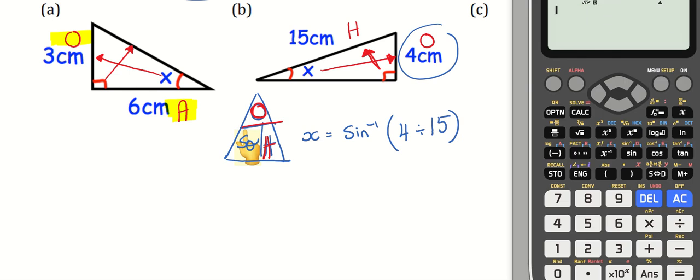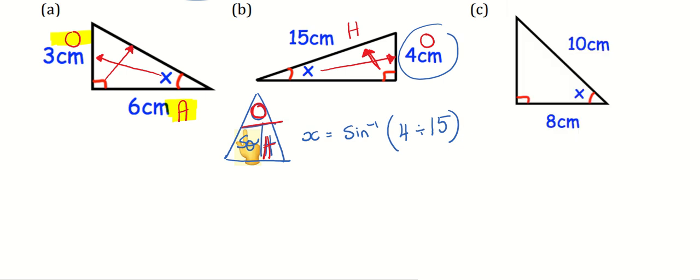And again, you get your calculator and you press Shift, sine, 4 divided by 15, close brackets, equals, and again, they'll want the angle to 1 decimal place. So I start counting from 4, and so 4 is my first decimal, the first number after the decimal. So I look at the 6. 6 tells me to round the 4 up, so I round the 4 up to 5, and my final answer is 15.5 degrees, because it's an angle.